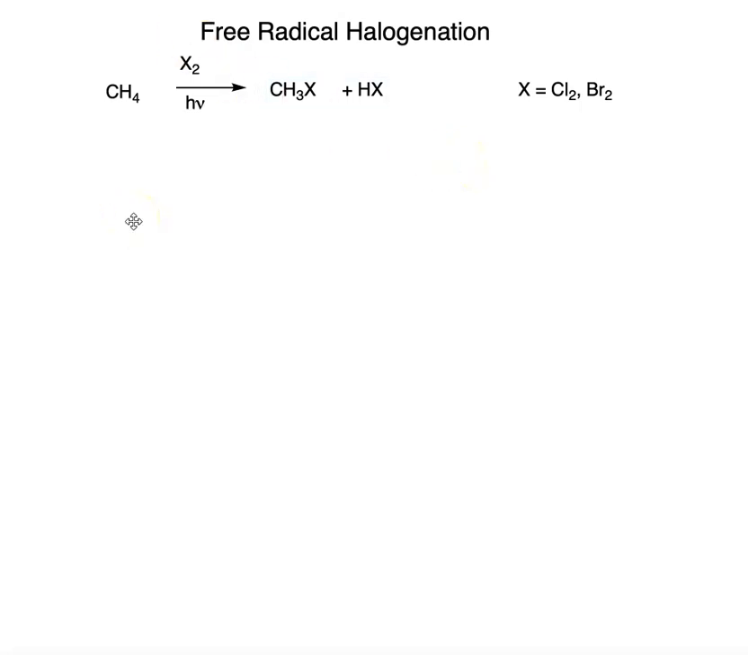Now, in order to understand the mechanism of this reaction, there are a couple of important facts that we need to consider in order to help us explain how this reaction works. First, the light interacts with the halogen. So light interacts with X2. It doesn't react with the alkane, it interacts with the X2.